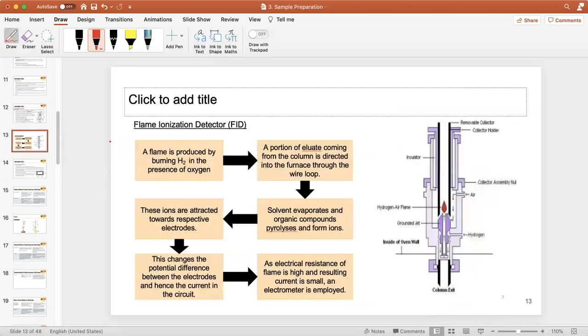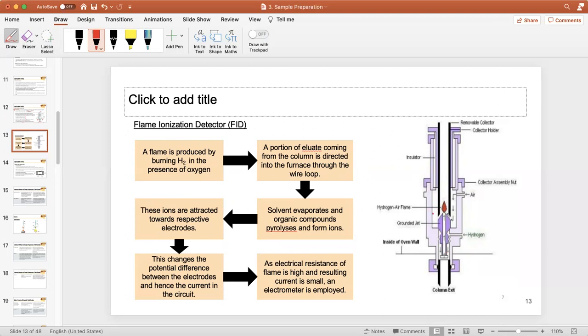Okay, yeah. So this is the flow chart of it. A flame is produced by burning hydrogen in the presence of oxygen. A portion of eluate coming out from the column is directed into the furnace through the wire loop. That's what I explained earlier. Towards the end of the column, your analyte will come out and go into the flame, and then it's going to be evaporated.